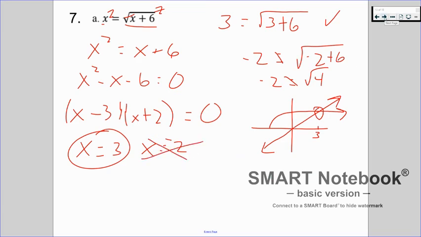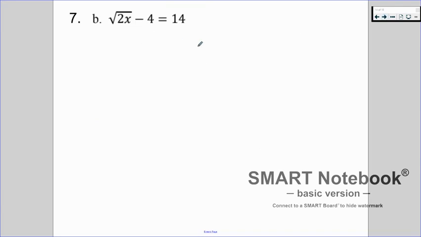All right, let's take a look at the next question. Here I have to do a little housekeeping first. I'm going to add 4 to both sides. So now I have the square root of 2x equals 18. Now I have what has the radical on it by itself. So I can go ahead and undo that square root by squaring both sides.